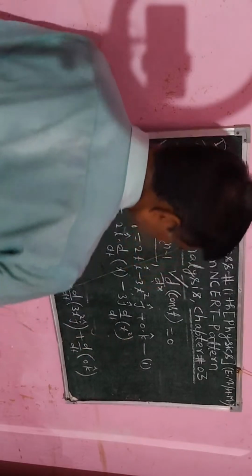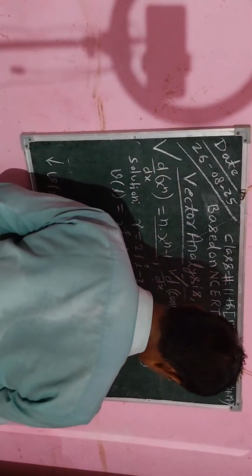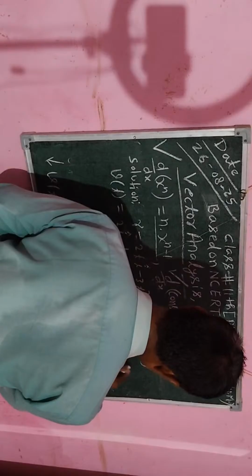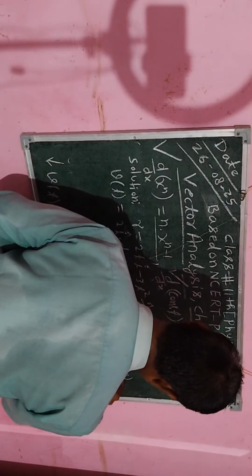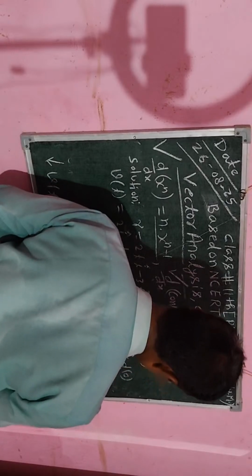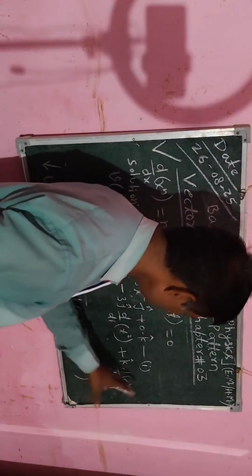Similarly, vector k will be common, and then I will put d upon dt of 0. Now here 0 is a constant value, so its derivative will be 0.